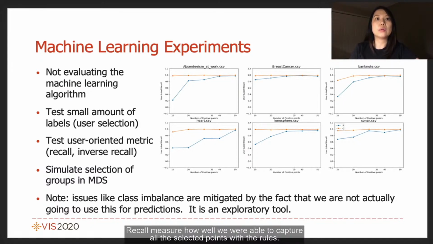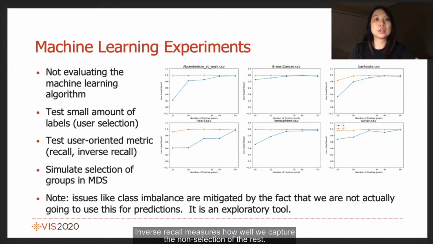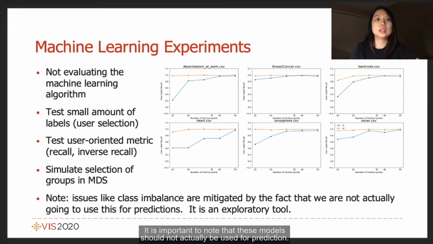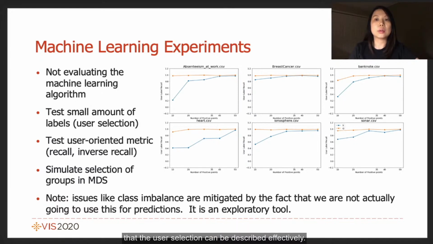Recall measures how well we were able to capture all the selected points with the rules. Inverse recall measures how well we capture the non-selection of the rest. It's important to know that this model should not actually be used for prediction. The class imbalance is typically large due to the user selection size, so the accuracy is not meaningful. The recall and inverse recall, however, show that user selection can be described effectively.